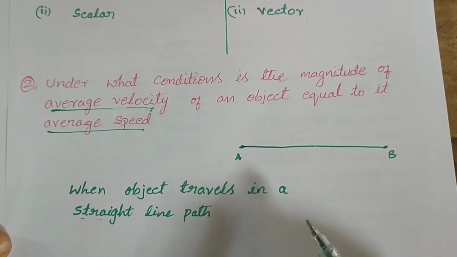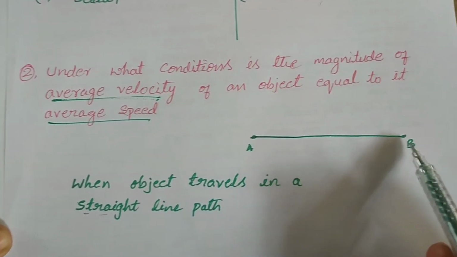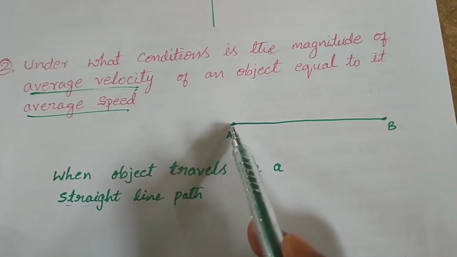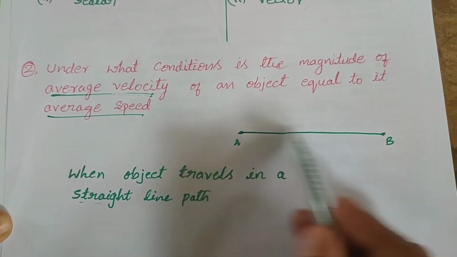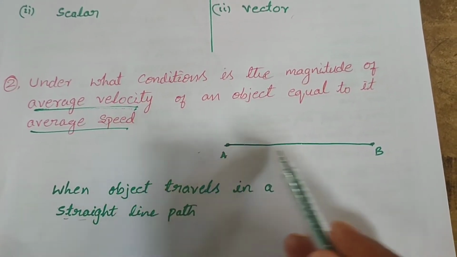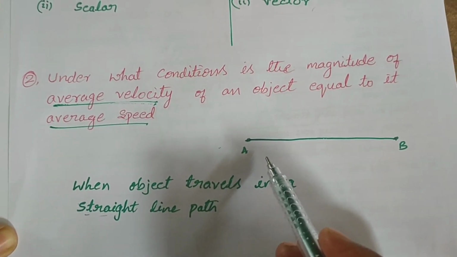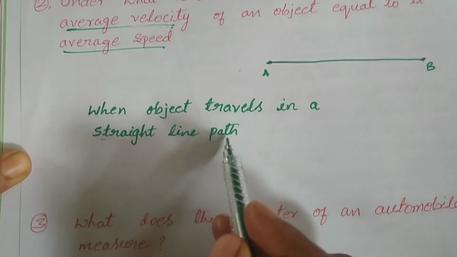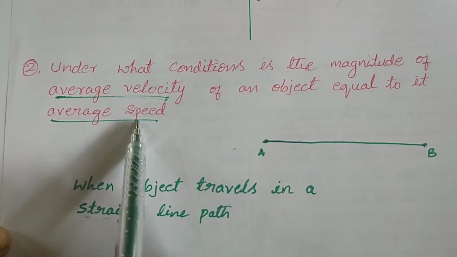Yes, the only condition is when an object travels in a straight line path. You can consider point A, an object travels from point A and reaches B. There are no obstacles, so absolutely it is a straight line path. In a straight line path, the average velocity is equal to the average speed.